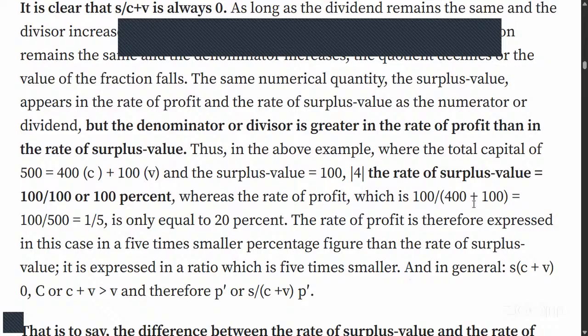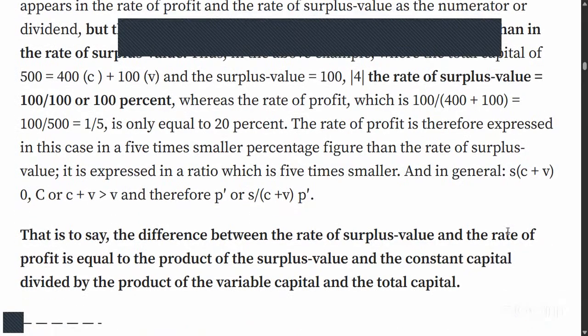And in general, S' > P', since C plus V is greater than V, and therefore P' is S over C plus V. That is to say, in English, the difference between the rate of surplus value and the rate of profit is equal to the product of the surplus value and the constant value divided by the product of the variable capital and the total capital.